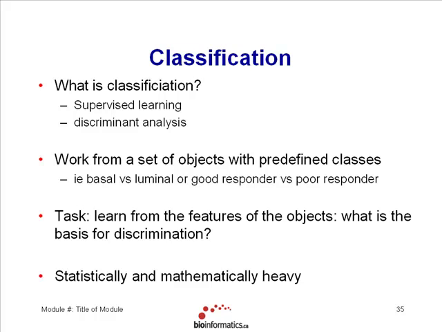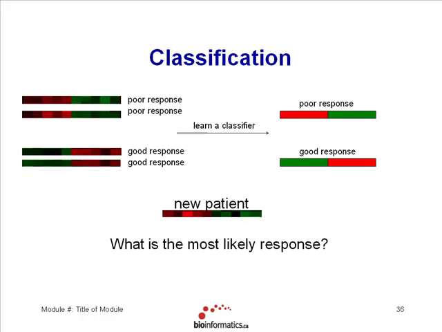So classification is much more statistically and mathematically heavy than clustering. To illustrate the points, I'll do this schematically. You could have, for example, patients that have gene expression profiles that look something like this, and they have a poor response. And then you might have patients that look like this and they have a good response. You want to learn a classifier that provides a model for poor response and a model for good response. When you have a new patient, you compare it to each of these two and say which one it fits more closely, or give some sort of probability that it belongs to this group versus that group.